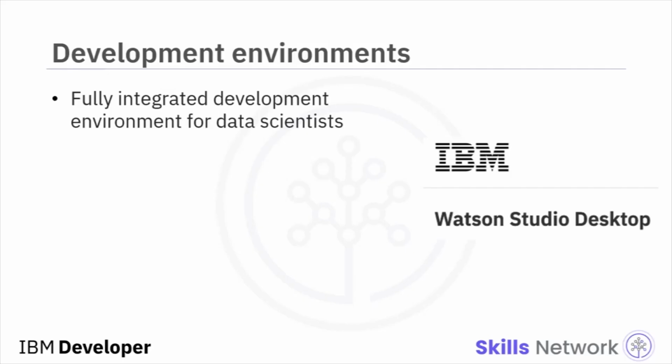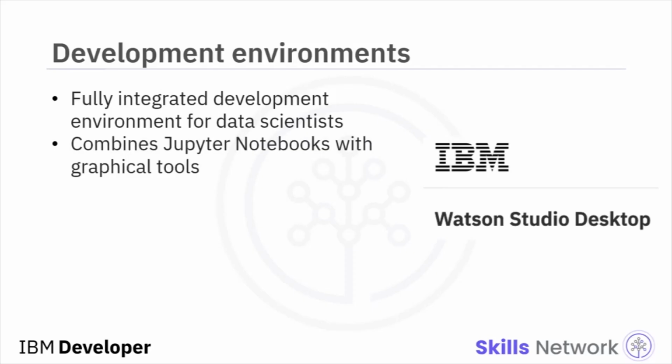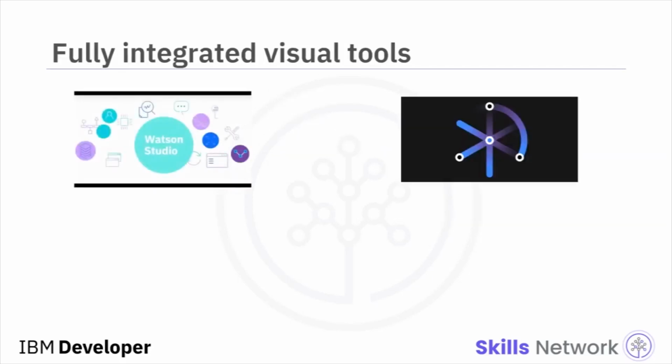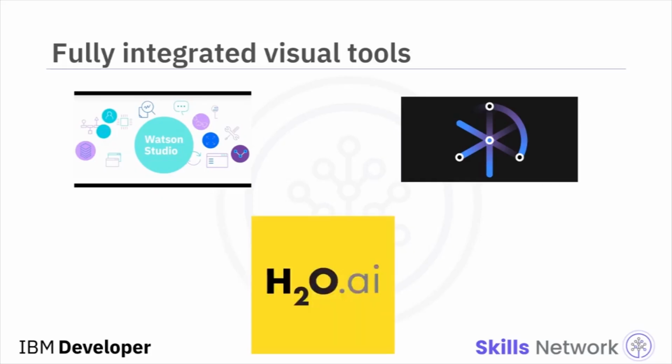Watson Studio is a fully integrated development environment for data scientists. Most people consume it through the cloud, and there is also a desktop version available. Watson Studio Desktop combines Jupyter notebooks with graphical tools to maximize the performance of data scientists. Watson Studio, together with Watson OpenScale, is a fully integrated tool covering the data science lifecycle involving all tasks discussed previously. They can be deployed in a local data center on top of Kubernetes or Red Hat OpenShift. And another example of a fully integrated commercial tool is H2O Driverless AI, which covers the complete data science lifecycle.